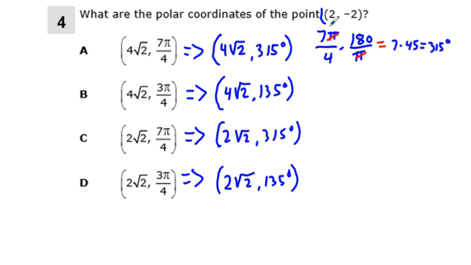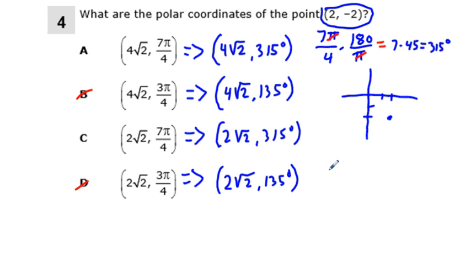Now this point right here, 2 comma -2, which quadrant is that in? Well, that's going to be in quadrant 4, which means we have to go right 2, down 2. So this is going to be consistent here with 315 degrees. So anything that doesn't involve 315 degrees, we can just cross out. So we know it's going to be A or C at this point. And if we just go ahead and put this in, I have a hunch that our correct answer is going to be C.